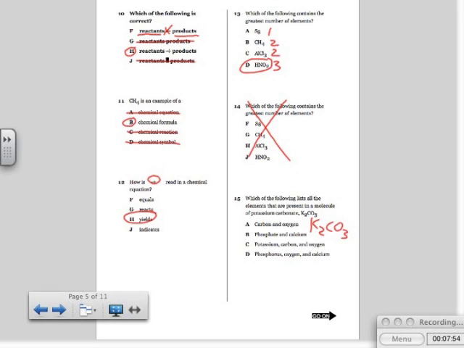Which of the following lists all the elements that are present? So we have carbon and oxygen. That's true, but it did not list the potassium. So that's not it. Phosphate and calcium? No. C, potassium, carbon, and oxygen? Yes. Letter D, phosphorus. Can't quite read that one from here, but it's definitely going to be C, potassium, carbon, and oxygen. Okay?